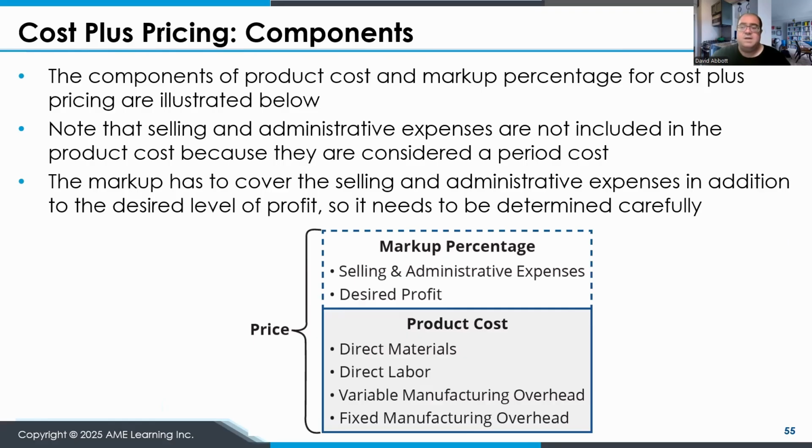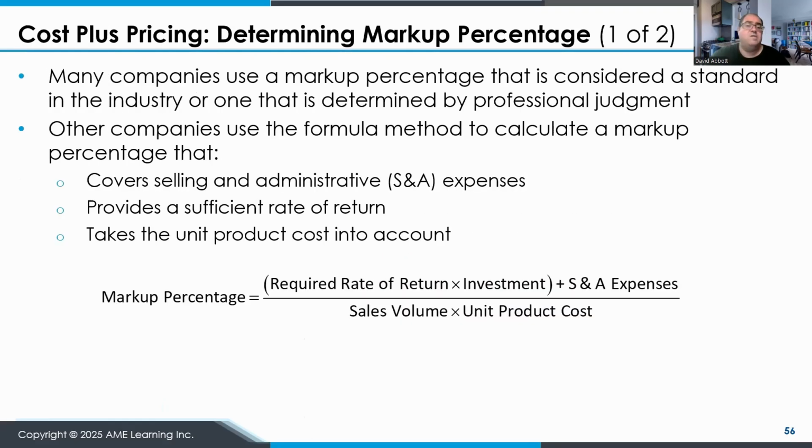Because it has to cover what desired profit he wants to make as well as any other cost besides the product cost that we need to cover. So many companies are going to use a markup percentage that is considered a standard in the industry or one that is determined by professional judgment. So sometimes certain industries will have certain percentages and you'll just stick to that, or you'll have to use your own best professional judgment to determine that.